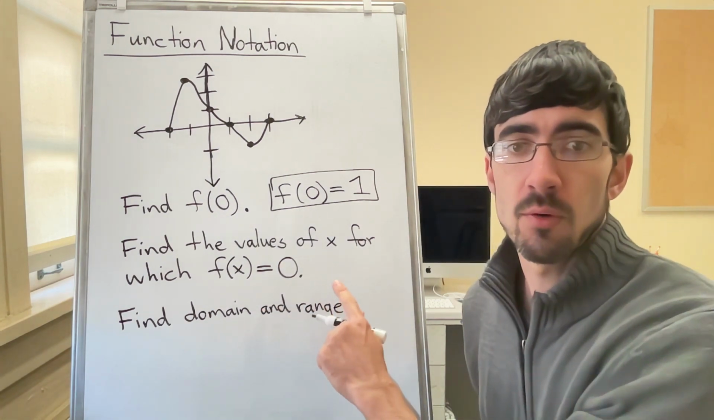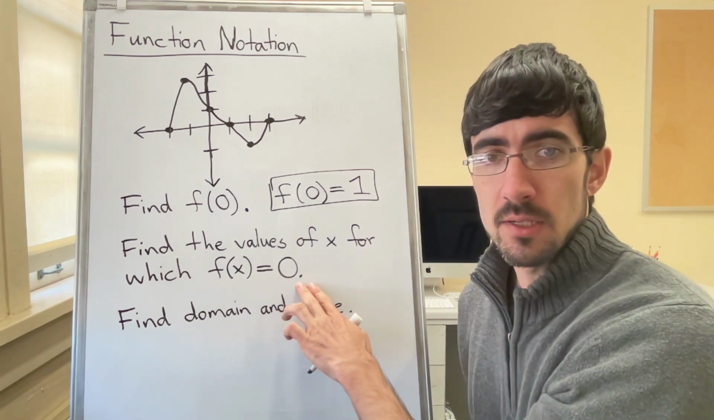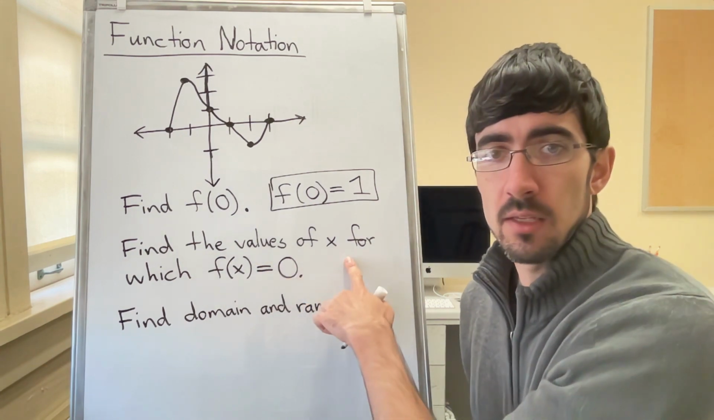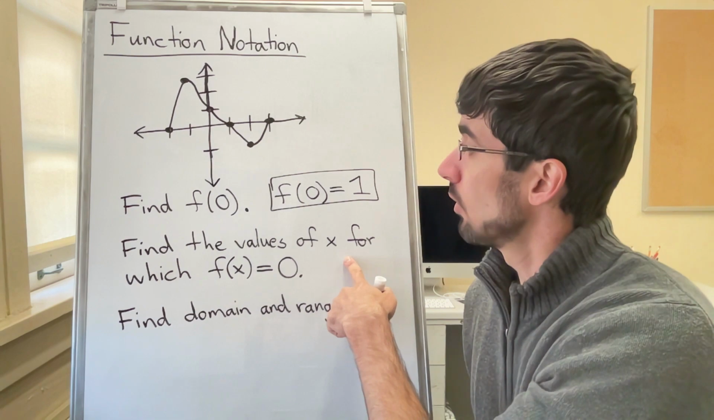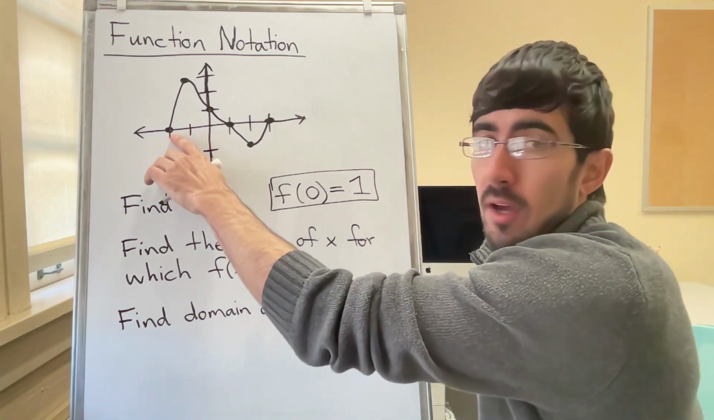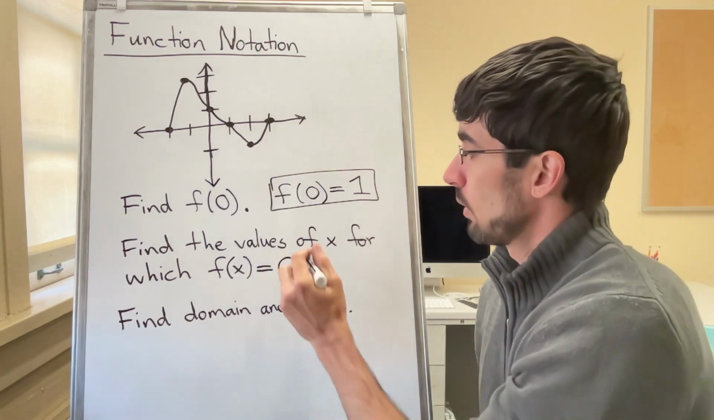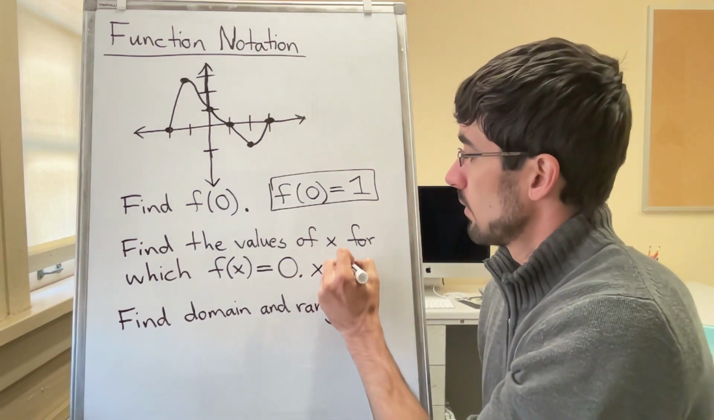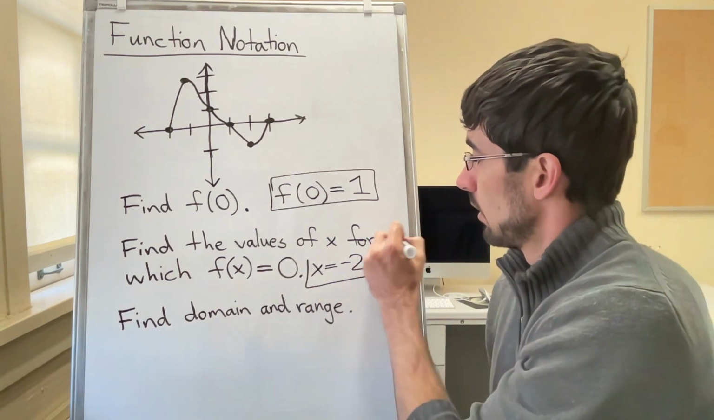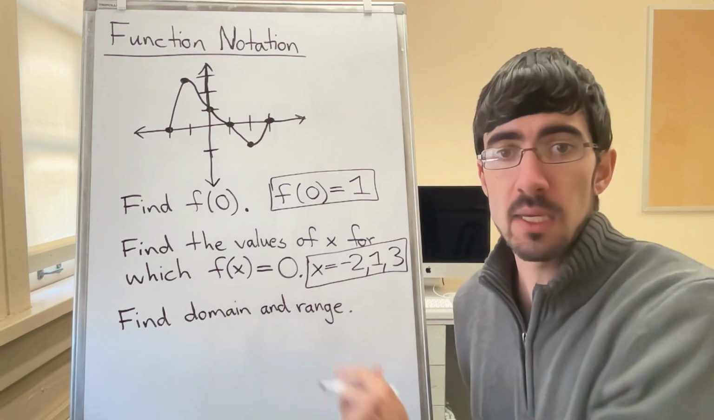Find the values of x for which f of x equals 0. What does that mean? That's saying the output value is 0. So this is going backwards. This is the output value. Now we're supposed to find the input values. So I need to look at this graph for where the output value or the y value is 0. Where is the y value 0? Well, that's here, and here, and here. There's 3 different x values. X equals negative 2, x equals 1, x equals 3. All of these are x values that have an output value of 0, and that's what this function notation means.